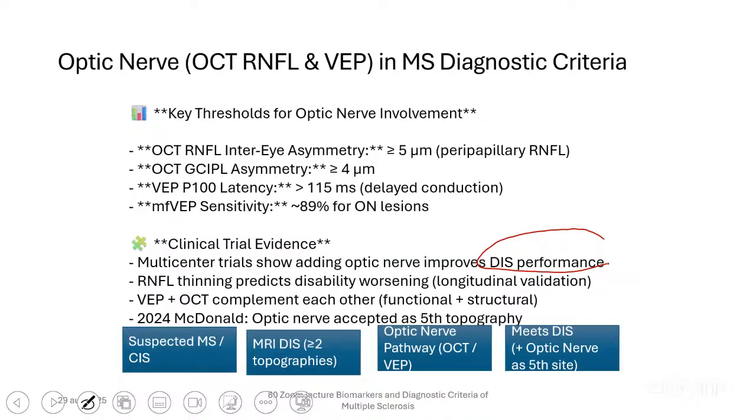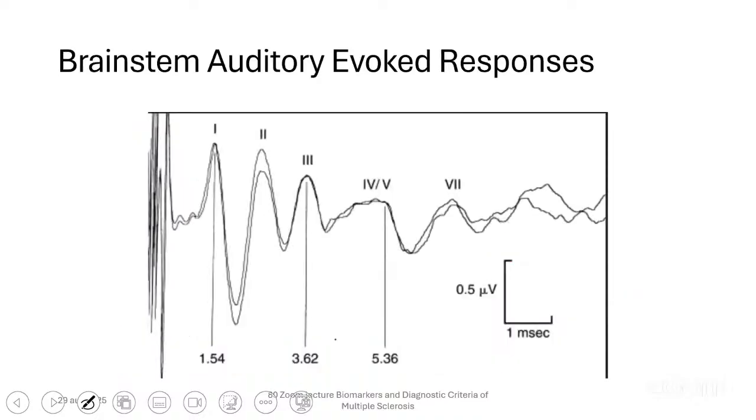And if you add VEP to OCT, they complement each other. Functional plus structural abnormality. And this has become one of the important points in the optic nerve as a fifth topography in the 2024 McDonald criteria. Dissemination in more than 2 topographies, optic nerve pathway, and meets the dissemination in space, optic nerve as fifth site.